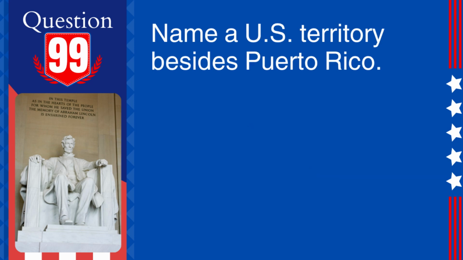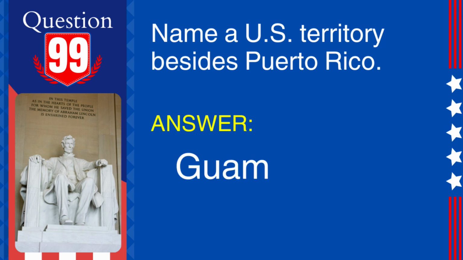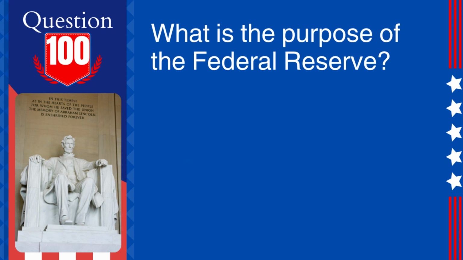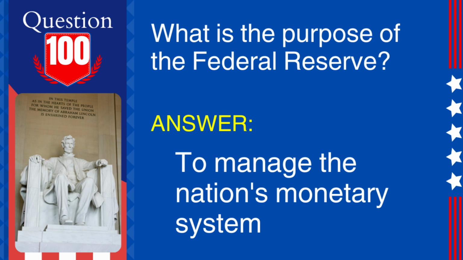99. Question. Name a U.S. territory besides Puerto Rico. Answer. Guam. Explanation. Guam is one of the several U.S. territories, along with others like the U.S. Virgin Islands and American Samoa. 100. Question. What is the purpose of the Federal Reserve? Answer. To manage the nation's monetary system. Explanation. The Federal Reserve, or the Fed, is the central banking system of the United States, responsible for regulating the financial system, managing inflation, and setting monetary policy.